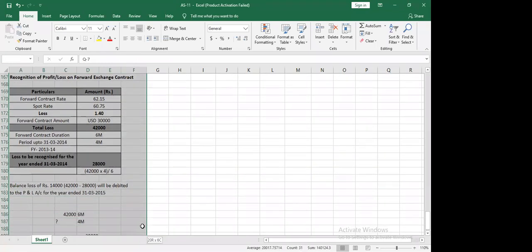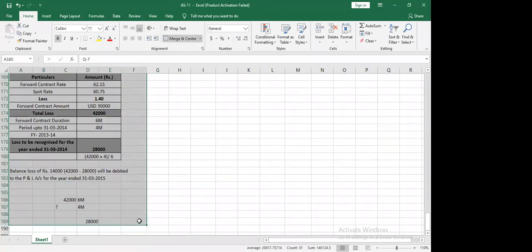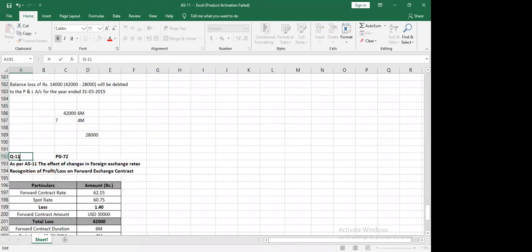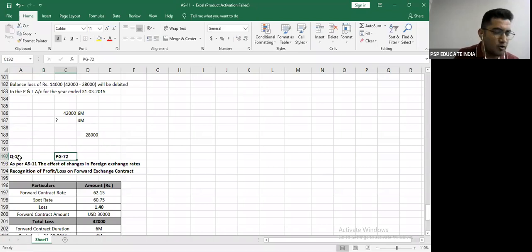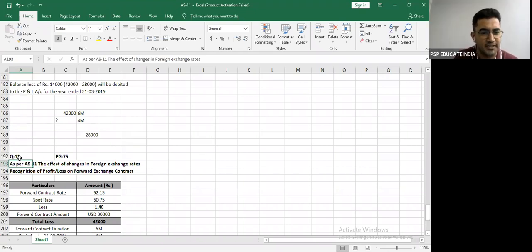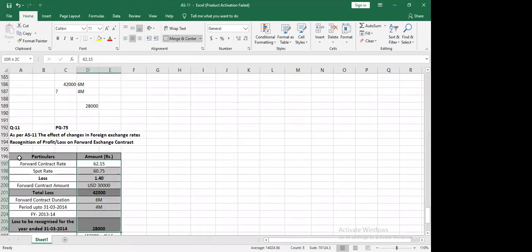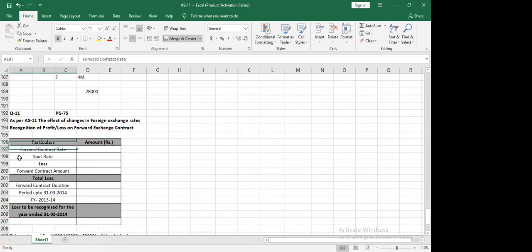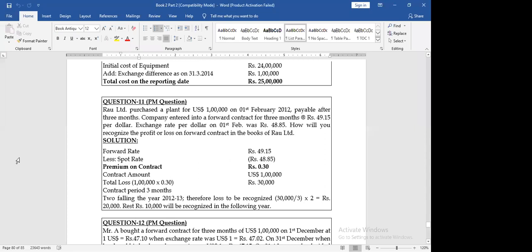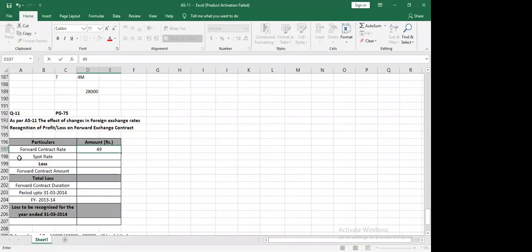First, as per AS 11, the effects of changes in foreign exchange rates. Okay, we are doing this on page number 75. The first statement will be: as per AS 11, the effect of change in foreign exchange rates, recognition of profit or loss on forward exchange contract. Go ahead. Particulars, amount. First, we will write forward contract rate, which is 49.15. Okay. No, 48.85. Sorry.